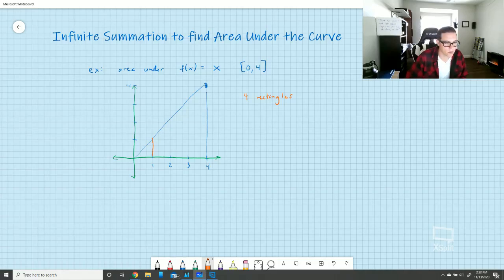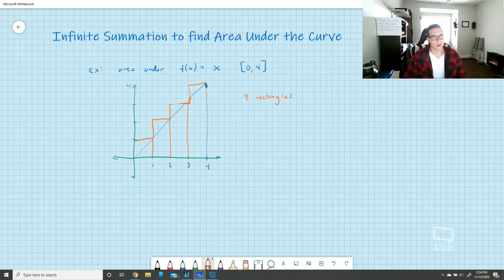So here's the first one. Here's the second one. Here's the third one. And the last one. Oops, this one should have been here. Oh well, you get the idea. It's not imperative that it be exact.